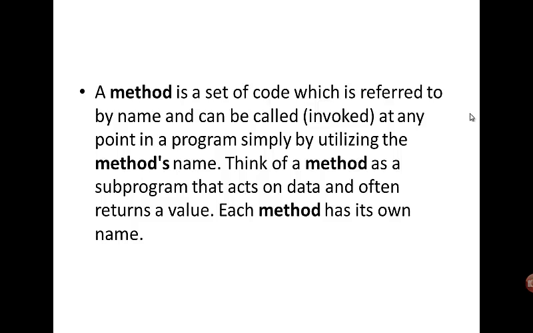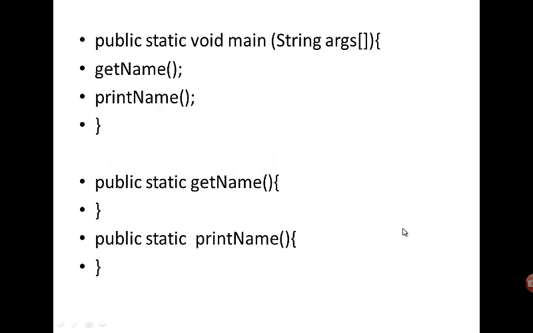So today, what we're going to do is talk about methods. A method is a set of code which is referred to by a name and can be invoked or called at any point in the program simply by typing the method's name. I'll show you an example of that in just a few moments. Think of a method as a subprogram that acts on data and often returns a value. Each method has its own name. For example, earlier we talked about how every single Java program has a main method. So this is an example of a method, and we have experience with that.